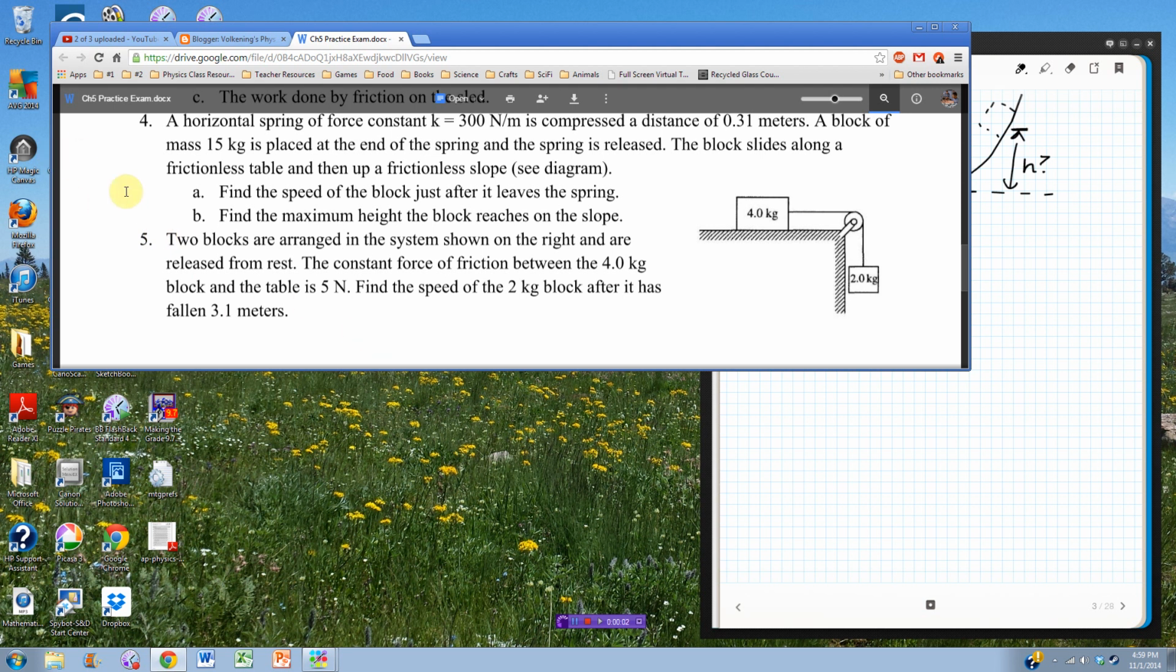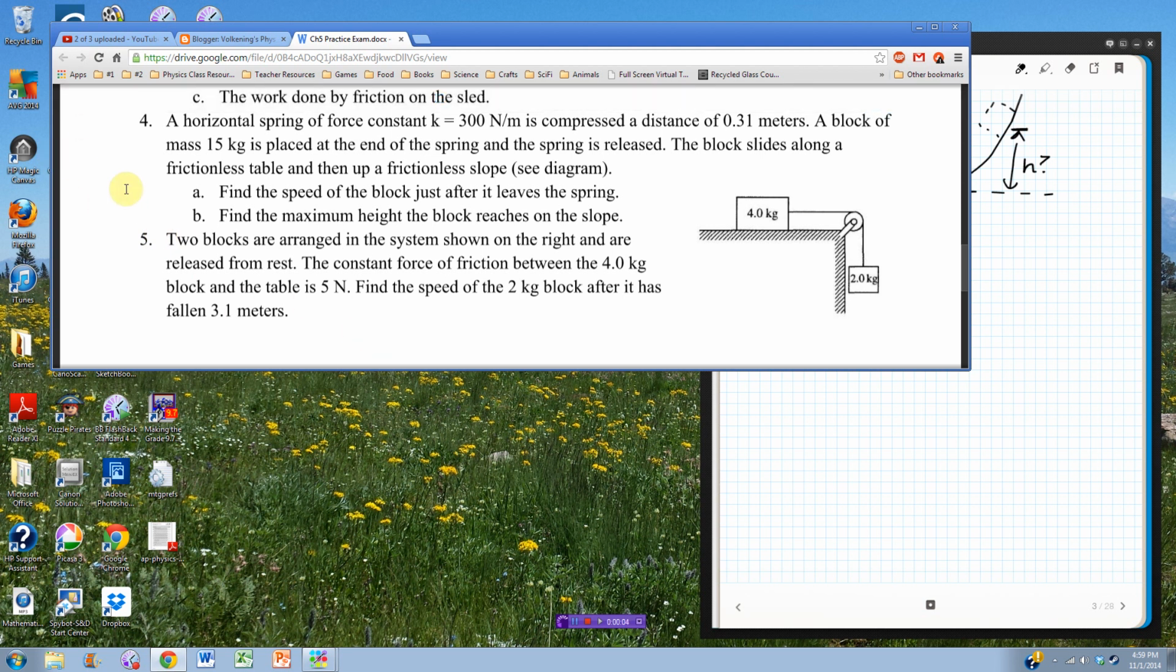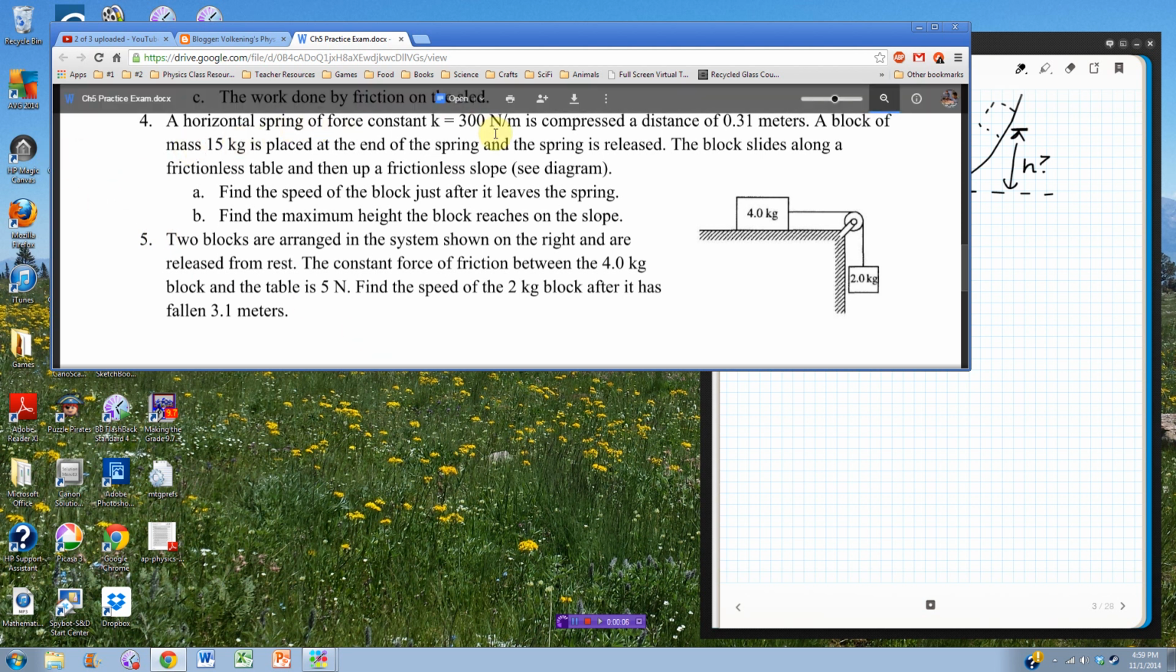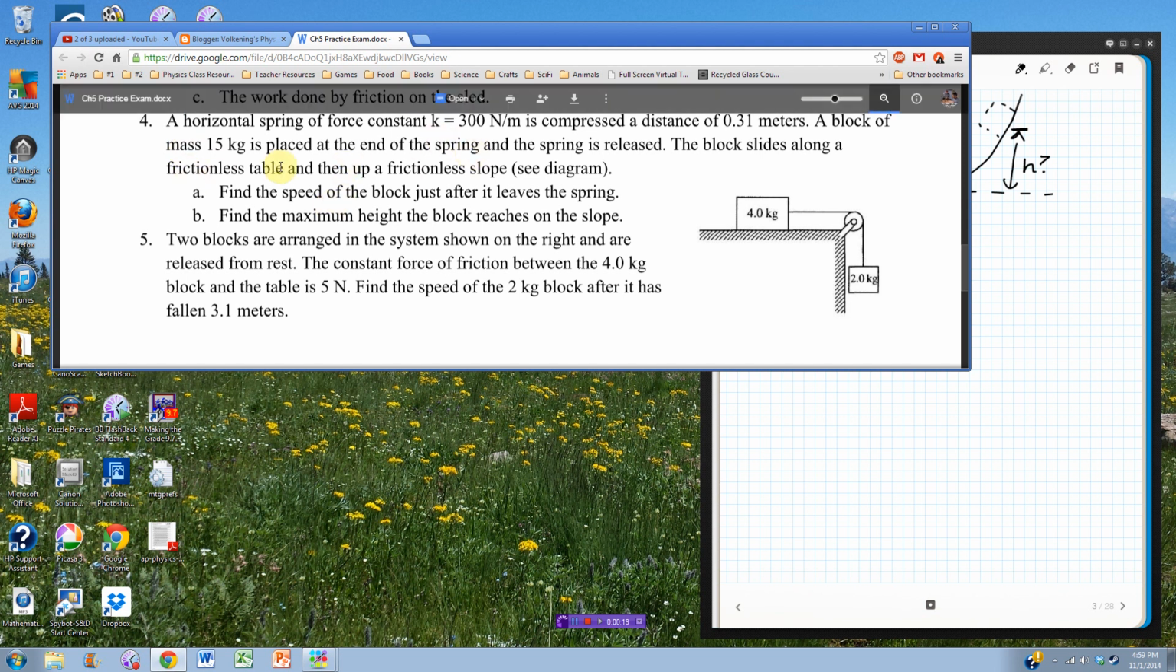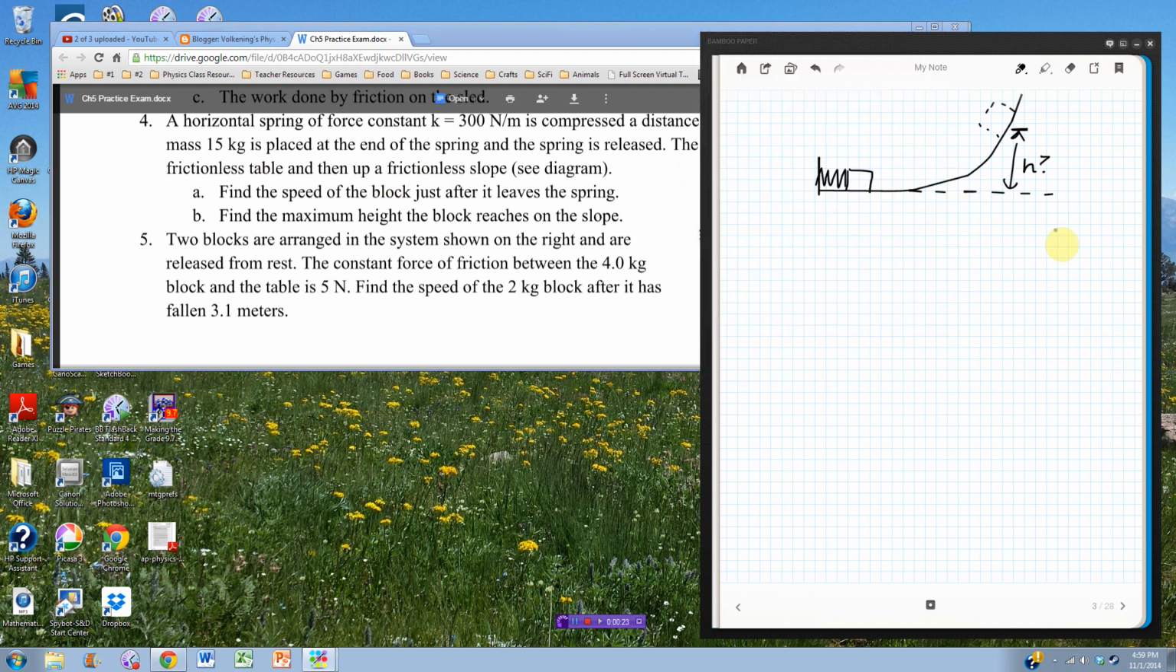This is the practice exam for Chapter 5. This is number 4. A horizontal spring of force constant 300 newtons per meter is compressed a distance of 0.31 meters. A block of mass 15 kilograms is then placed at the end of this spring, and the spring is released. The block slides along a frictionless table and then up a frictionless slope. It says see diagram. So here's the diagram. Kind of sketchy, but it's good enough.